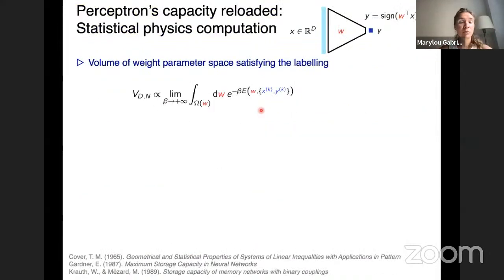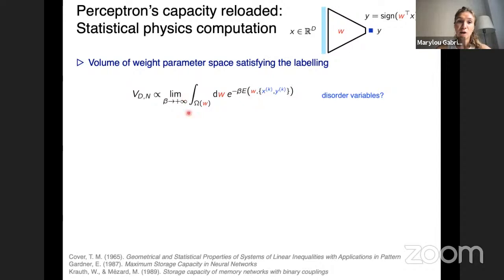If we go back to our problem of computing the capacity of the perceptron with this statistical physics framework, what do we have? I remind you that we are looking at it by trying to compute the volume of weights in this parameter space that are going to satisfy the labeling, which we encoded by an effective energy function. What are the disordered variables here? Anyone? As I was just saying, this is going to be the learning data.